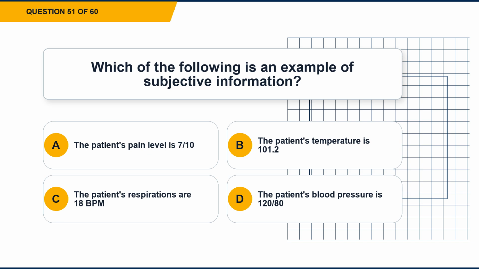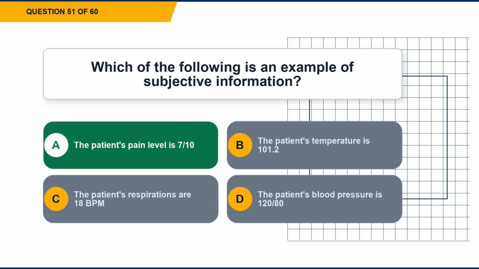Question 51. Which of the following is an example of subjective information? Option A. The patient's pain level is 7/10. Option B. The patient's temperature is 101.2. Option C. The patient's respirations are 18 breaths per minute. Option D. The patient's blood pressure is 120/80. The correct answer is option A. The patient's pain level is 7/10.